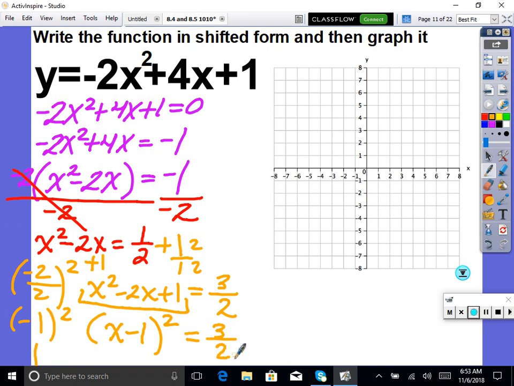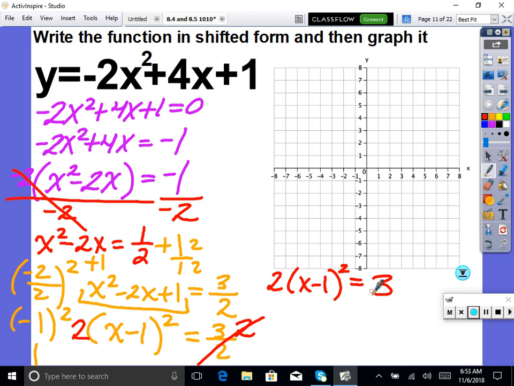Now, how many of you like to graph fractions? Not me. So it'll work out. Can't we times by 2 to both sides? Mathematically, isn't it the exact same if I leave it or if I times both sides by 2? Yeah, so let's do that. Let's times both sides by 2 so we don't have to deal with fractions. Times by 2, times by 2. So now it divides out. So now we just have a 2 and x minus 1 squared equals 3.